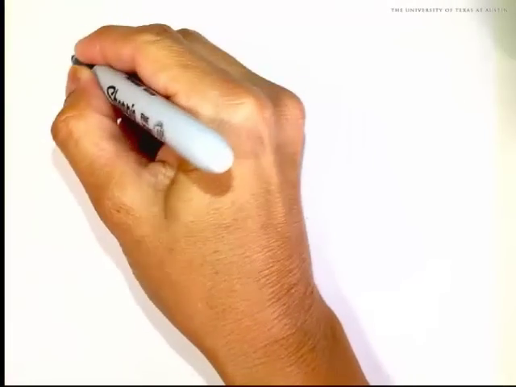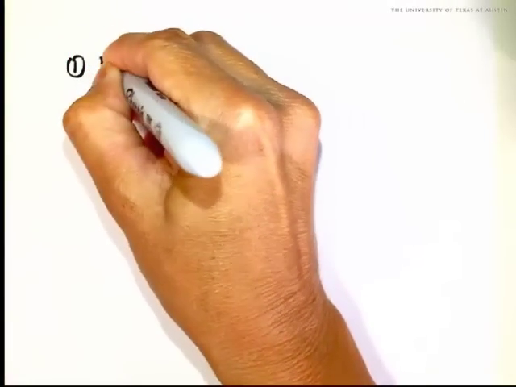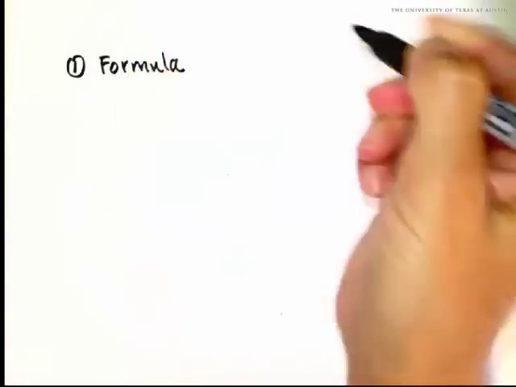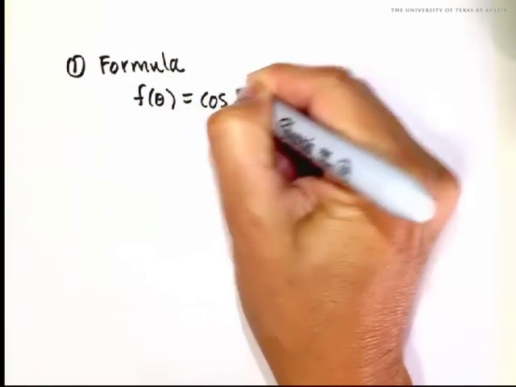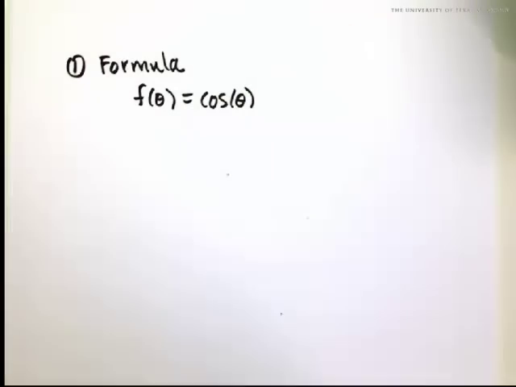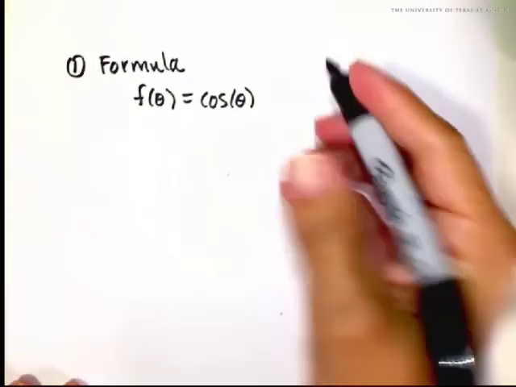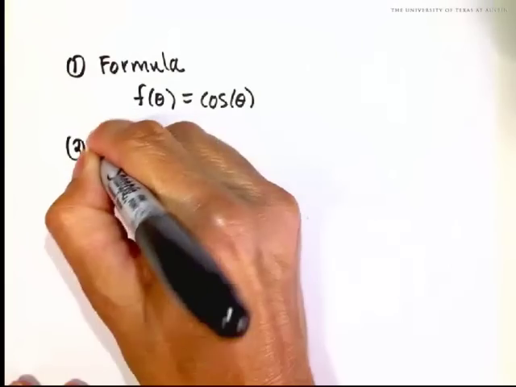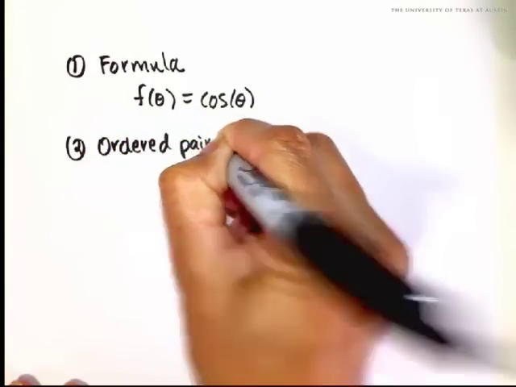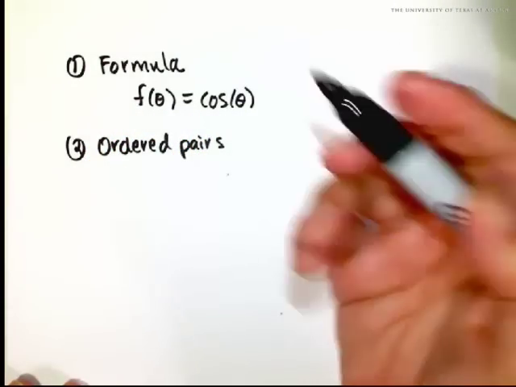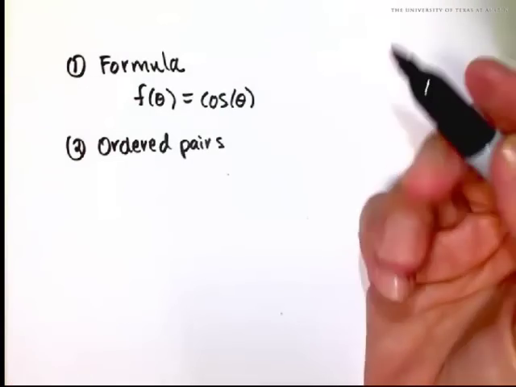So our four representations, remember the first was our formula. We're going to work with cosine first. And so we have f of theta equals the cosine of theta. That's going to be our formula to represent the cosine function. Let's look at a set of ordered pairs, and we can use our unit circle to answer some of those. There are infinitely many, so we can only name a few.